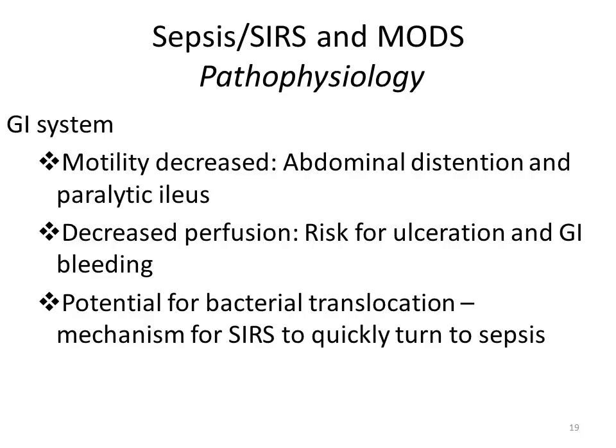Because there is a decrease in perfusion, there is a decrease in mucus production. When there's a decrease in mucus production, our patient is at risk for a GI bleed. In addition, there's something called bacterial translocation. And this would be a potential for somebody who has SIRS and doesn't have a documented infection to develop sepsis.